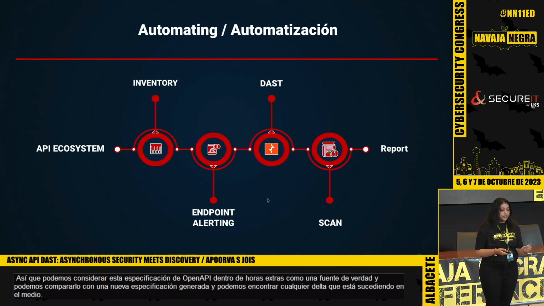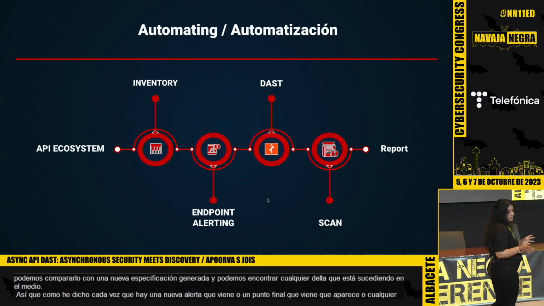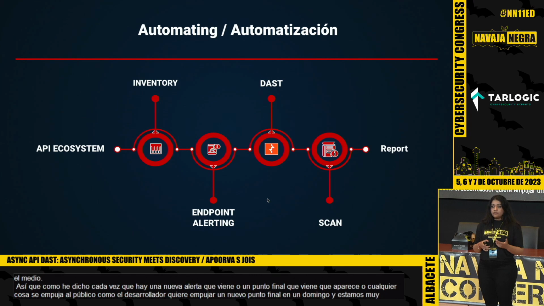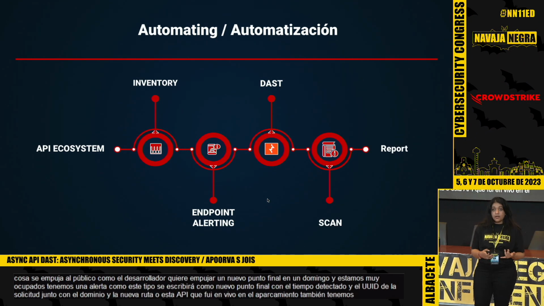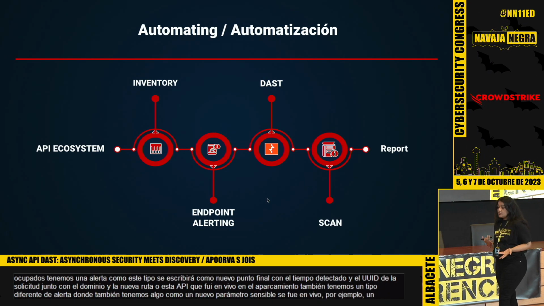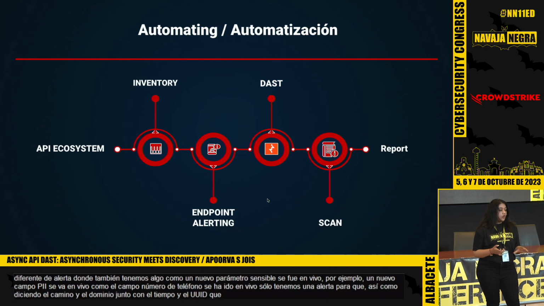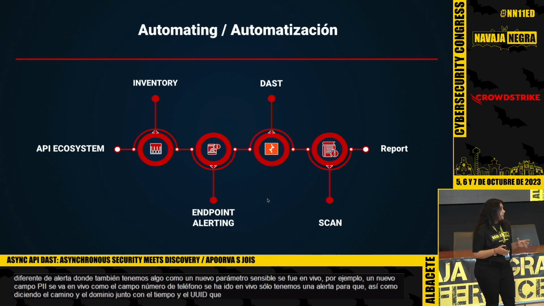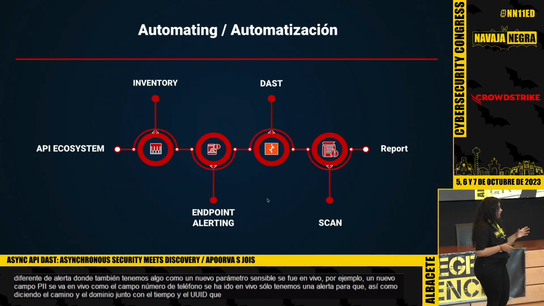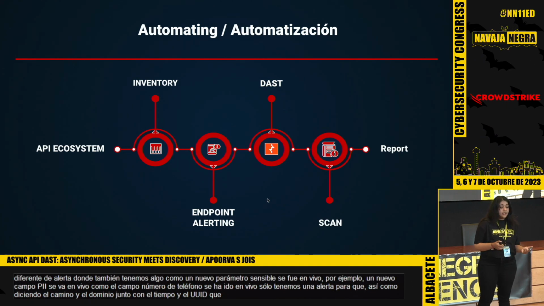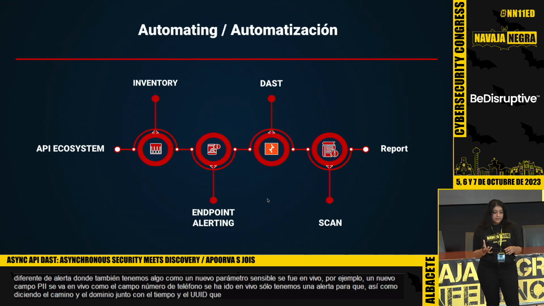Let me walk you through it. This is the automation we have done. We have an API ecosystem where we have 100,000s of APIs calling internal, external, third party, sensitive APIs, zombie APIs, deprecated versions and differencing APIs. All of this is collected in the form of an inventory, that is, in the form of a directory. We have a source of truth, that is the inventory. We are alerted in case any new endpoint or any new parameter comes up.